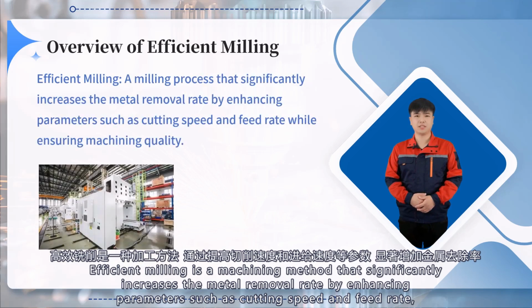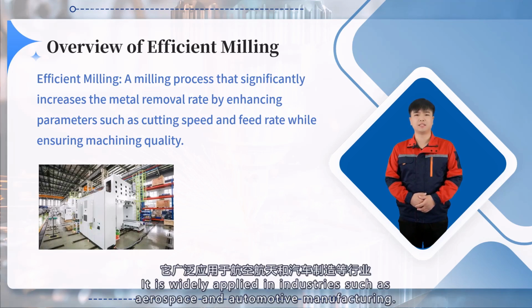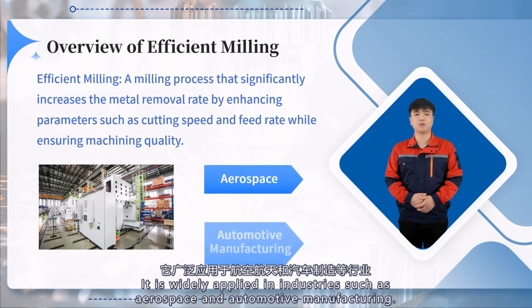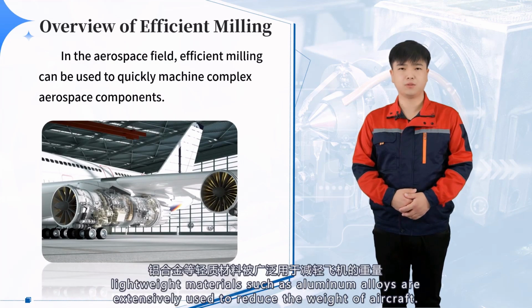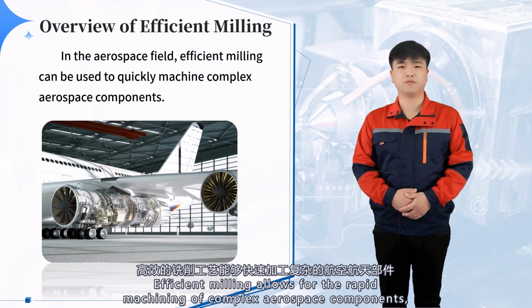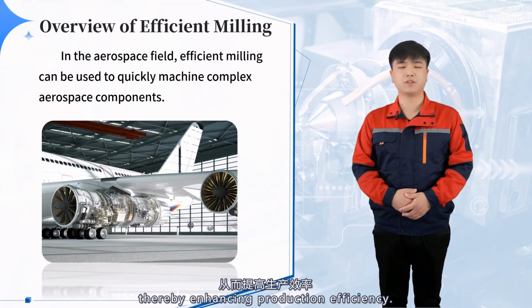Overview of efficient milling. Efficient milling is a machining method that significantly increases the metal removal rate by enhancing parameters such as cutting speed and feed rate, all while ensuring machining quality. It is widely applied in industries such as aerospace and automotive manufacturing. For example, in the aerospace sector, lightweight materials such as aluminum alloys are extensively used to reduce the weight of aircraft. Efficient milling allows for the rapid machining of complex aerospace components, thereby enhancing production efficiency.